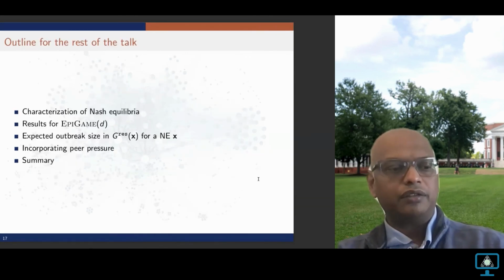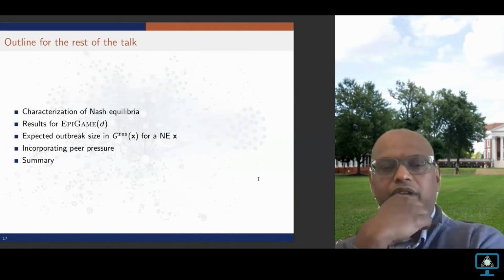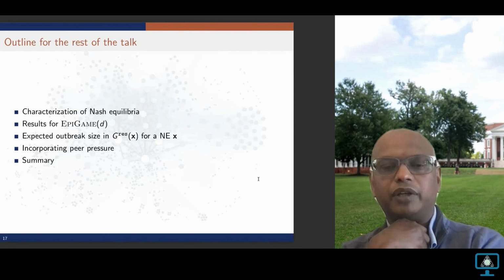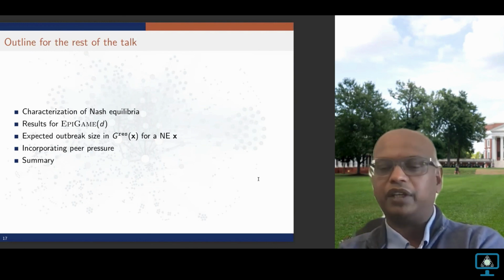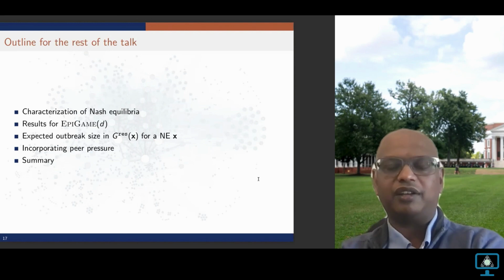Okay, so for the rest of the talk, I'll go over definitions of Nash equilibria and some results for the epidemic game for different p. And then another result I'll briefly mention is when we look at the effects of peer pressure, and then some summary and more questions than what we can answer.